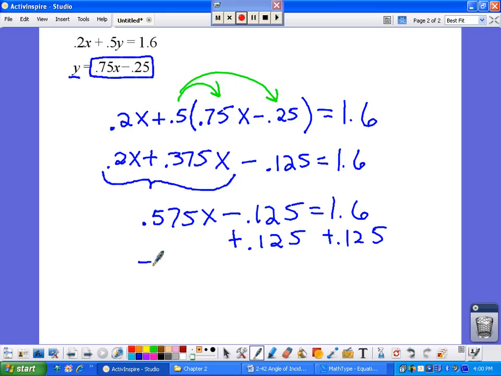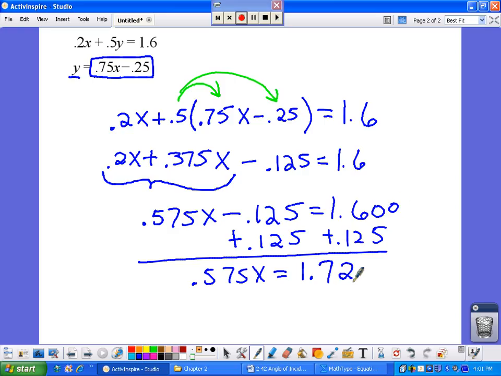So I get 0.575x equals, now be careful, you can add these together. There's one whole point, 0.6 and 0.1 make 0.7, and after the 6 you can add zeros. Or you could just use a calculator. So anyway, there you go.